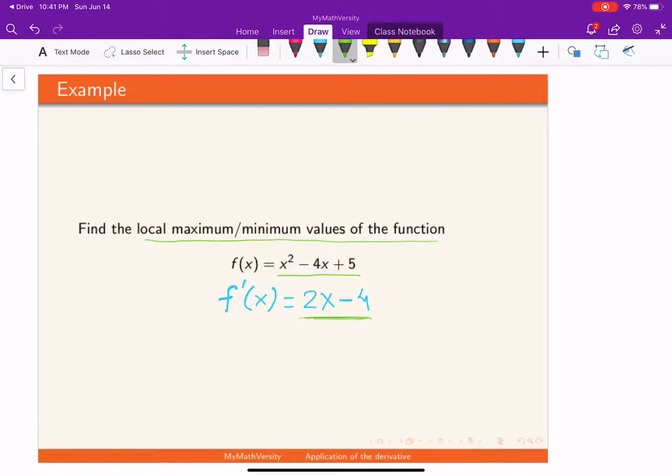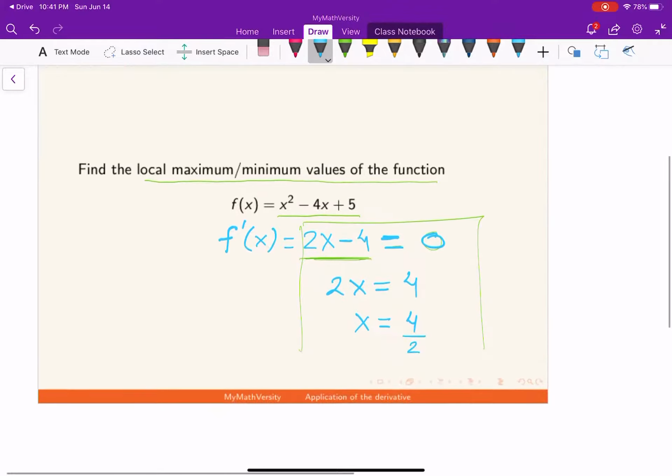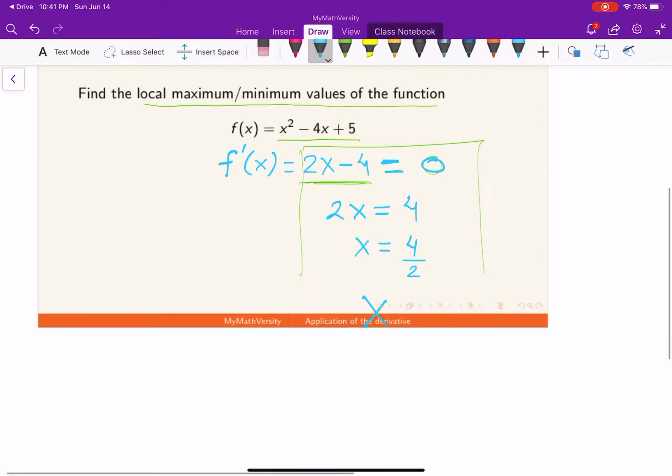So we cannot find a critical number from that, but we can check whether the derivative is 0 at some x value by setting the derivative equal to 0 and solving for x. When we do that, we add 4 on both sides, so we get 2x equal to 4, and dividing by 2 on both sides, x equals 2. That is the critical number, where the derivative was 0. So that's why it is a critical number.